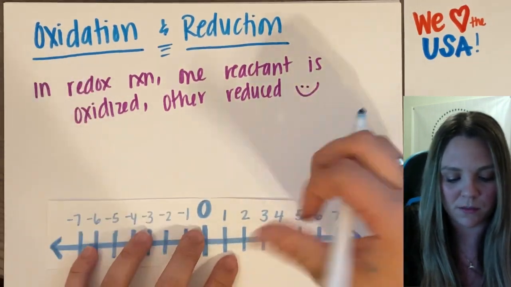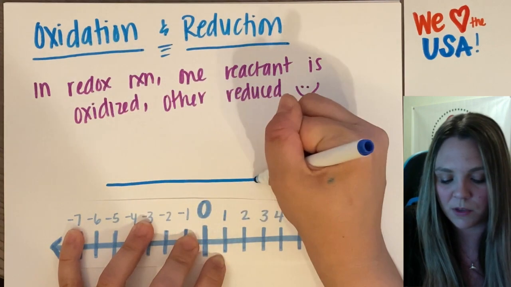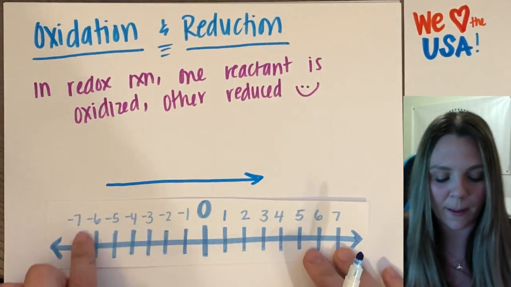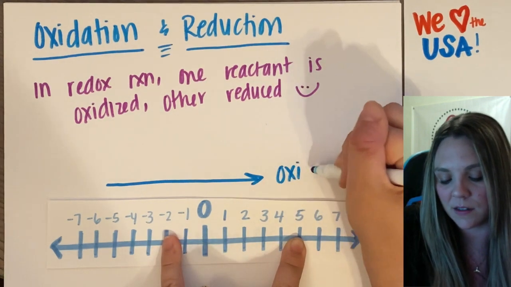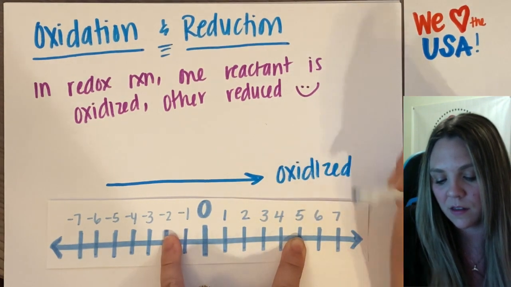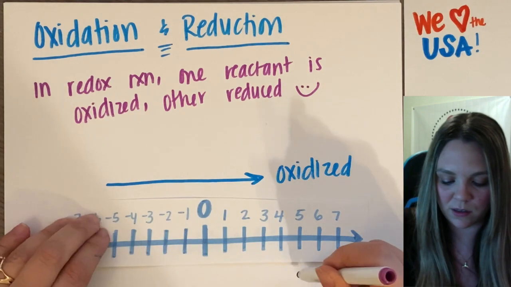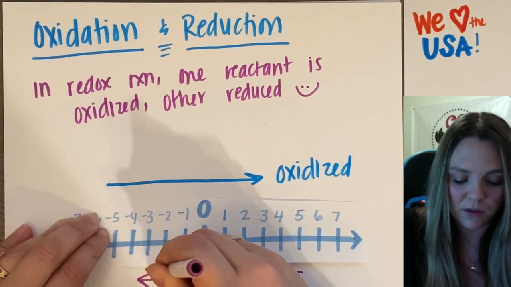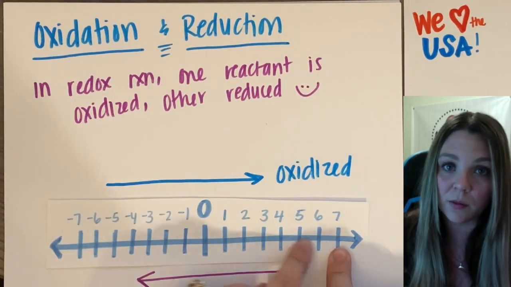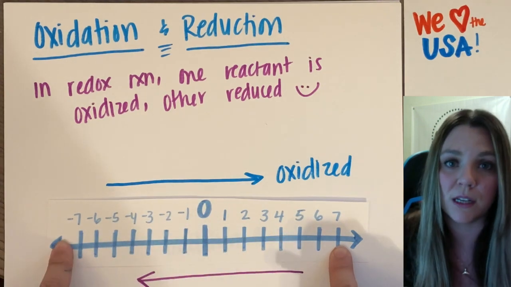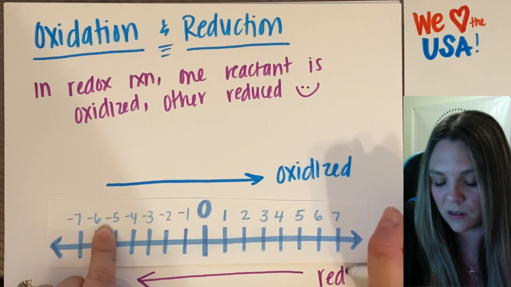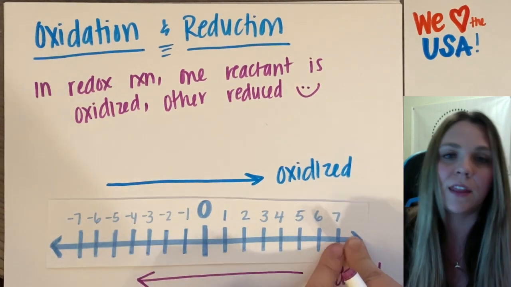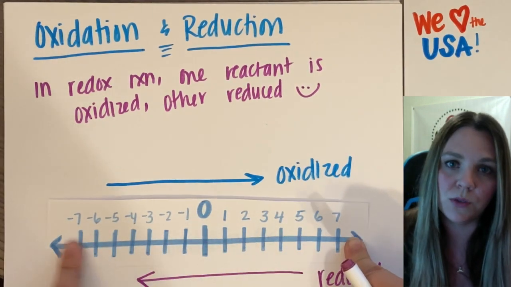If your number is going this way, you're getting bigger on your oxidation scale, so you're oxidizing. If, however, the number is going down, if you start at a higher number and it's going down, your oxidation number is going down. It reduces. Whatever that thing is that the number went down, reduced.